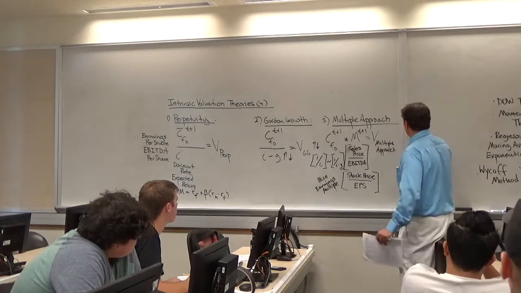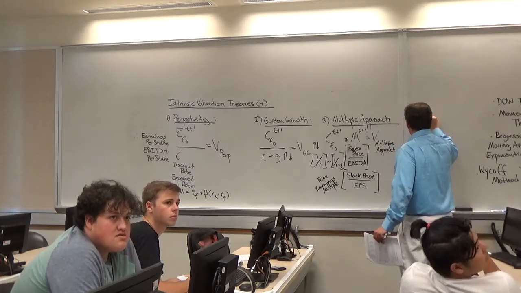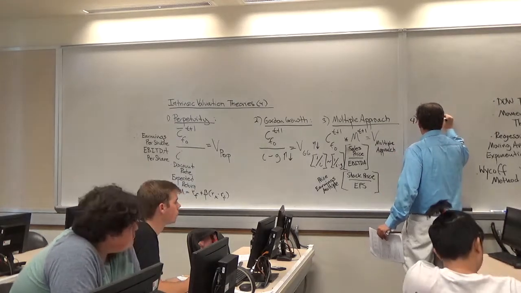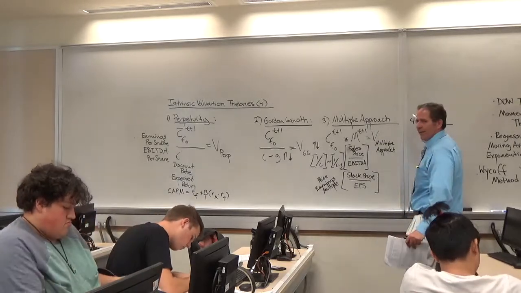And then the last model, how much time do you have? 7 minutes. 6, 7. Is the discounted cash flow, or DCF.